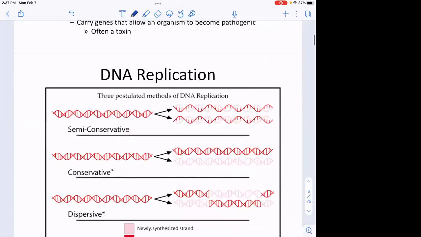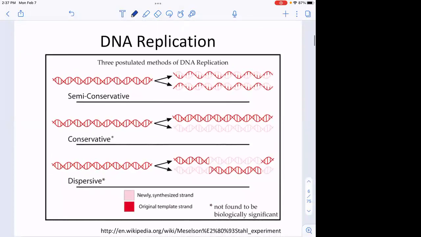Okay, so I think we just have enough time to talk about DNA replication in general a little bit. We'll end with this. But when Watson and Crick wrote that paper about the structure of DNA, they weren't sure how the replication of the DNA took place. There were really three hypotheses at the time.